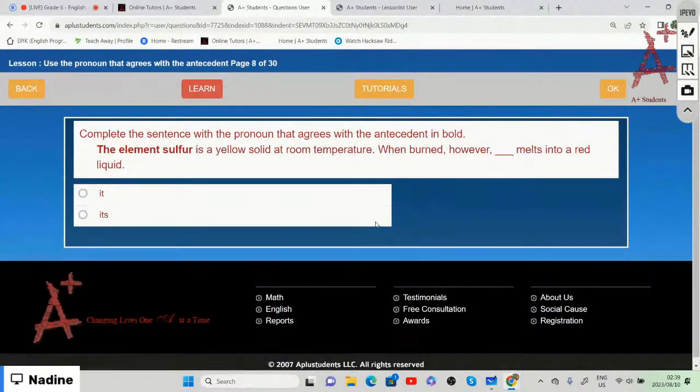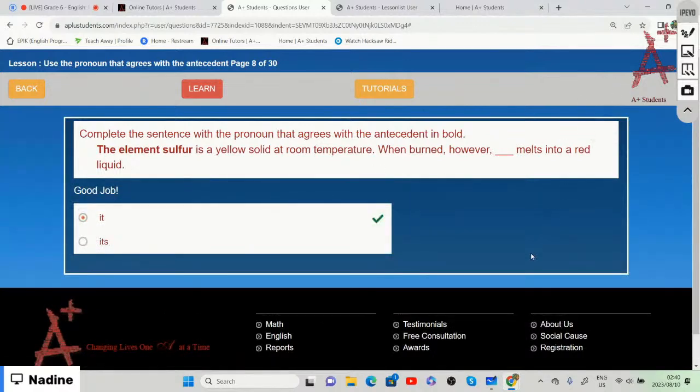And then the element sulfur. The element sulfur is a yellow solid at room temperature. When burnt, however, it melts into a red liquid. We can say it melts into a red liquid.